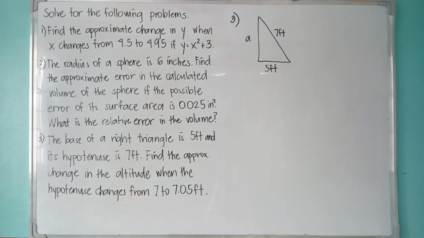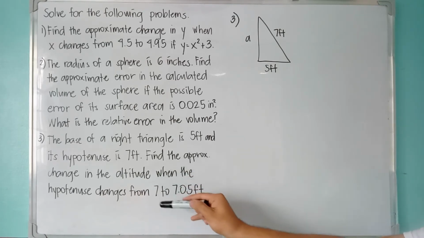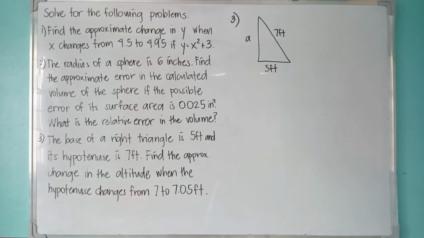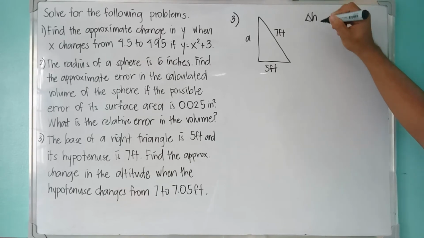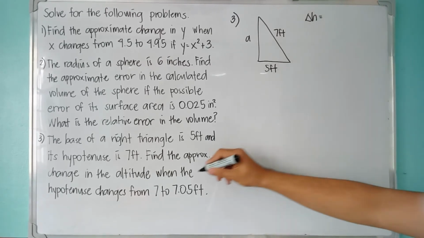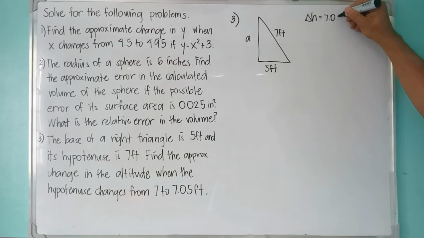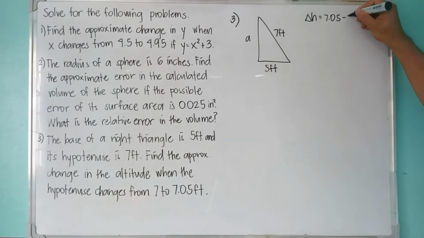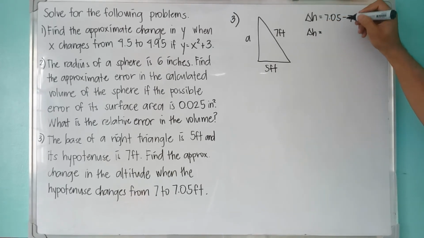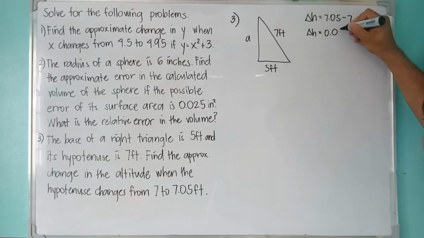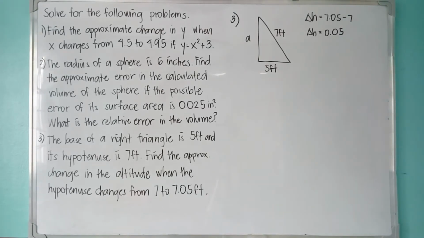When the hypotenuse changes from 7 to 7.05 feet. From this given, makukuha natin yung change ng hypotenuse natin, which is, let's say, denote natin as delta H or hypotenuse, di ba? Equal siya sa 7.05 minus 7. So, si delta H natin or yung change ng hypotenuse is equal to 0.05. So, magagamit natin yan mamaya.